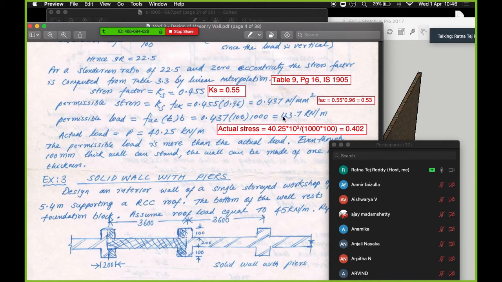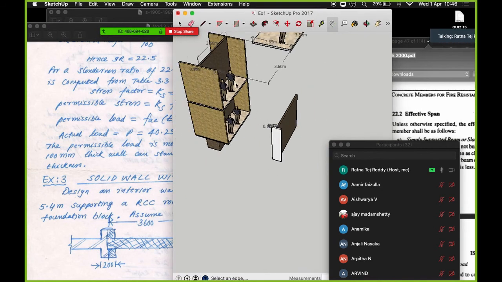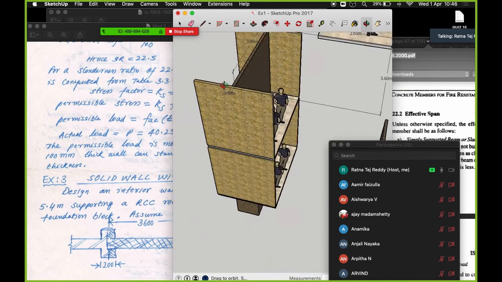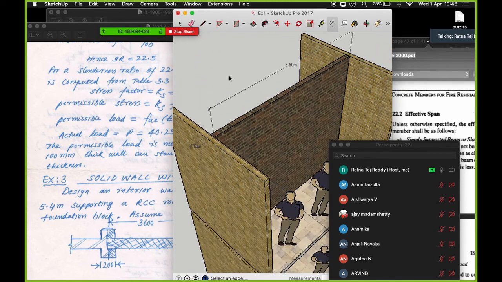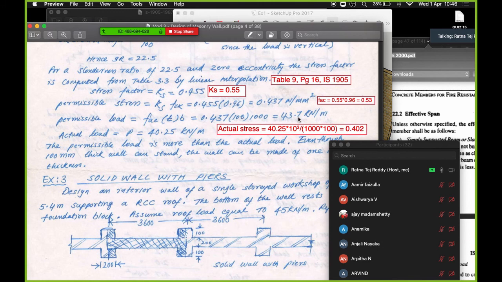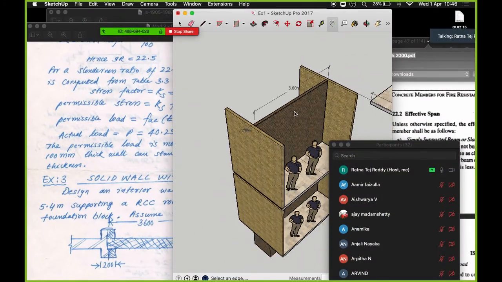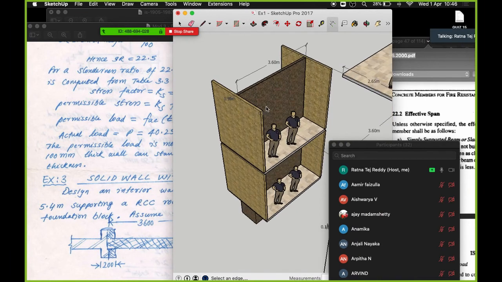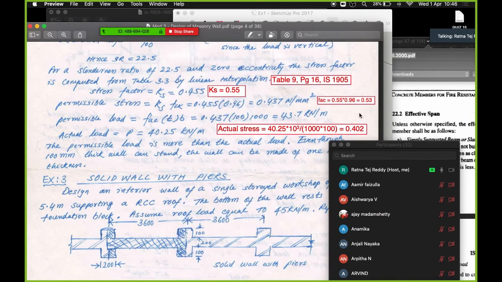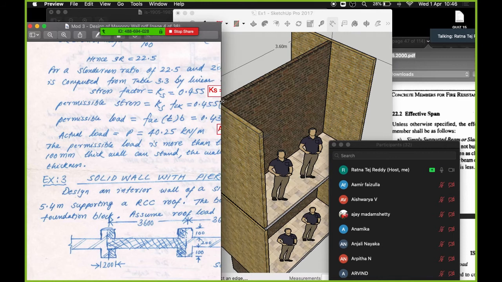So it's a safe assumption. Your wall that is assumed as a 100 mm thick wall, which you assumed over here, will be able to withstand the load of 43.7 kilonewton per meter. But the actual load happening by virtue of the live load and its self weight is just 40.25 kilonewton per meter.